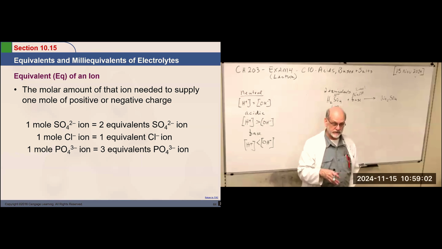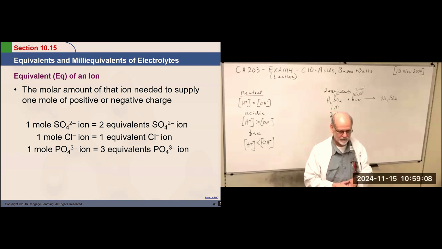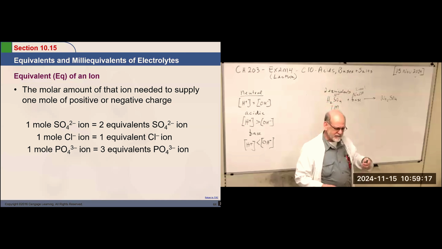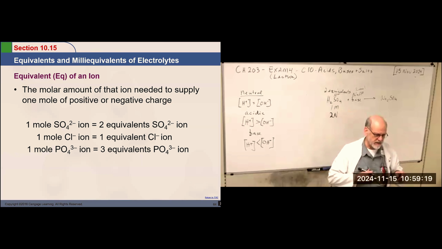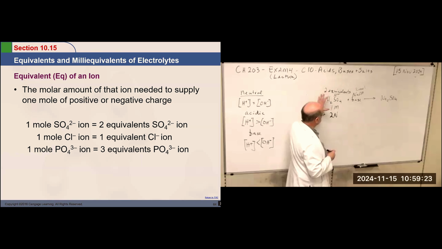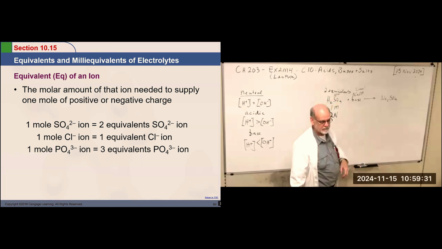So what is it equivalent to? Right? It's equivalent to 1 base. Or actually, this would be equivalent to 2 bases. That's why it's 2 equivalents. The advantage to thinking in those terms is if you know how many equivalents of your acid you have, it doesn't matter what the acid is. It'll still react with 2 equivalents of base.